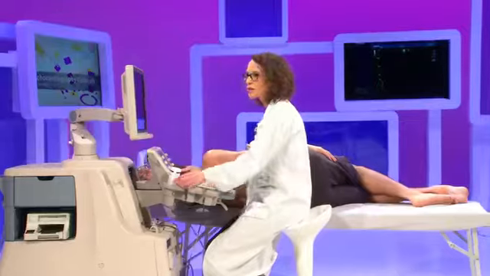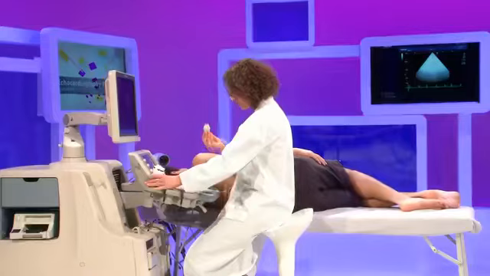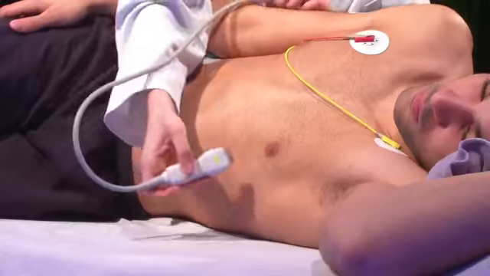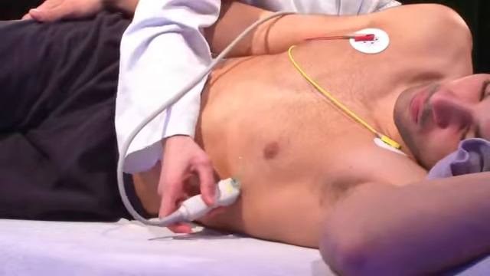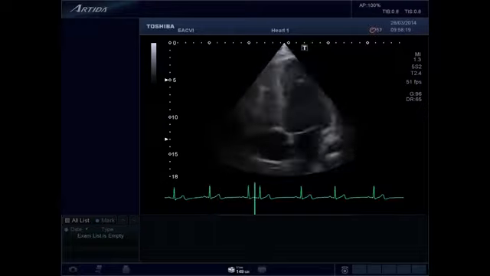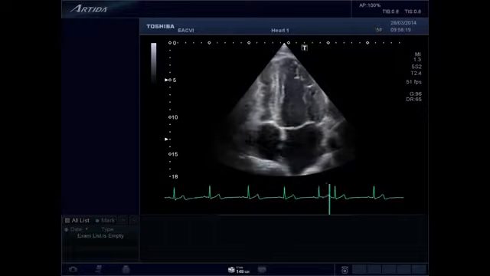So now we will try to obtain the apical views. So for that, I will put my transducer here with the marker that is down. So I will try to obtain a standard view.